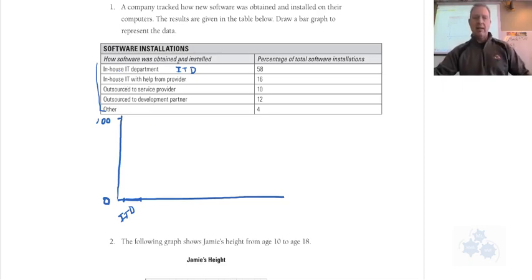Okay, so IT department. That's 58%. So here's 50, and here would be about 60 right here. So that means the bar has to be this high.